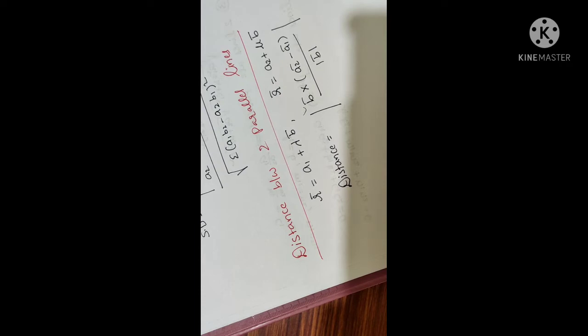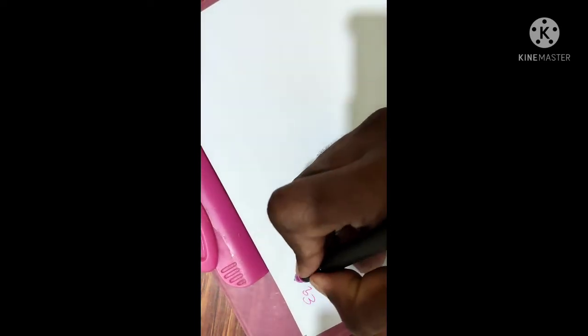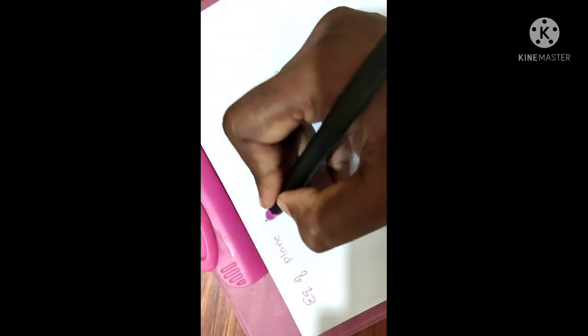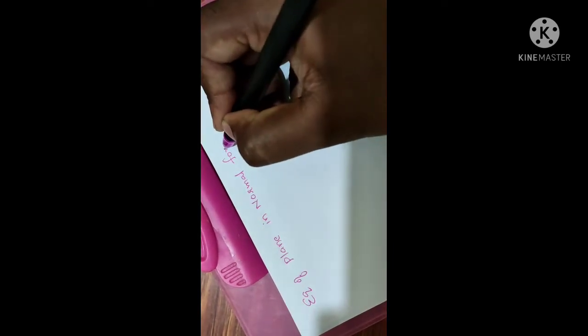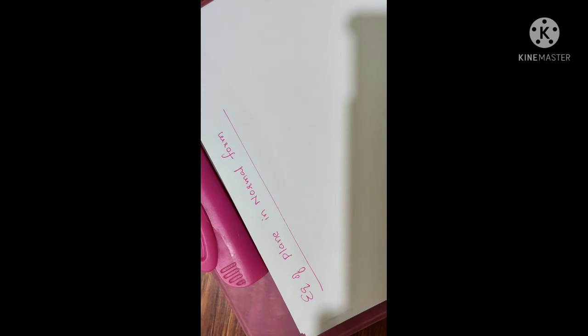Next. So these are the concepts in lines. Next we will discuss the concepts in planes. The next concept is equation of plane in normal form. Equation of plane in normal form.